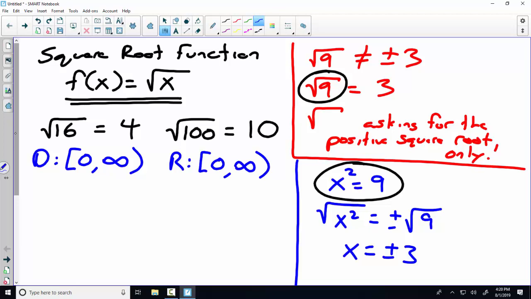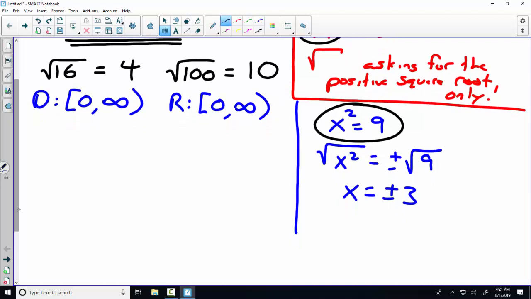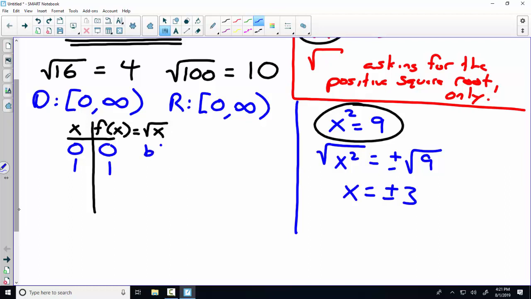So now we know that when we're working with the square root function, we're only going to plug non-negative numbers in, zeros and positives, and we're only going to get non-negative numbers out, zeros and positives. So I know that I can plug in 0 or any positive number. I know the square root of 0 is 0, because 0 times 0 is 0. And I know the square root of 1 is 1, because 1 times 1 equals 1. Go ahead and write that there for you.